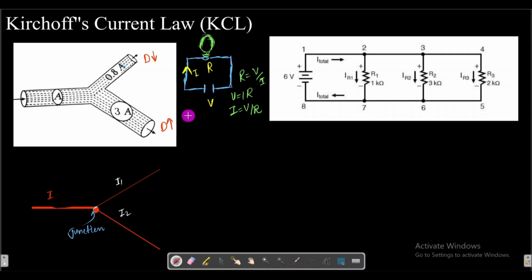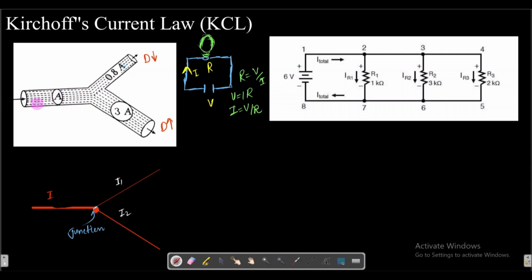So for simplicity, the scientist whose name is Kirchhoff presented laws which are called Kirchhoff's laws. One is Kirchhoff's current law and the other one is Kirchhoff's voltage law. In this video we will discuss only Kirchhoff's current law and what that law is. Before going into the in-depth intuition of KCL, we have to consider a simple pipe.